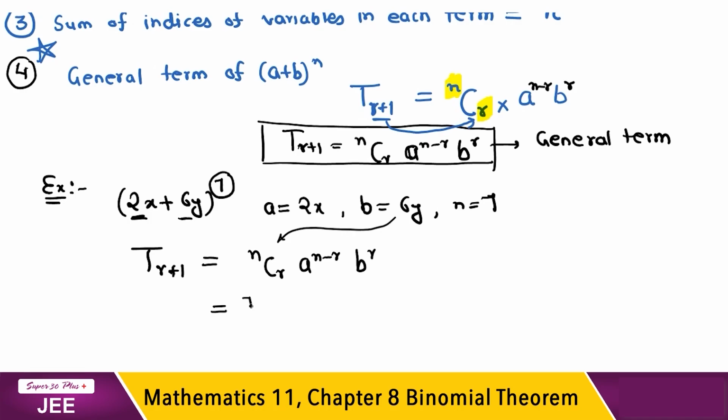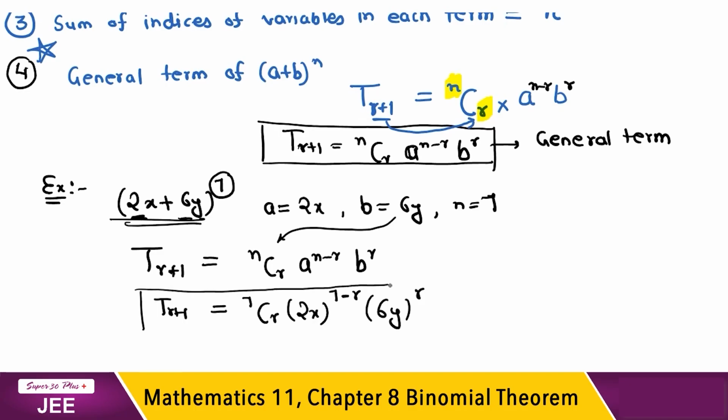This becomes 7Cr because r is the variable. R will be r only. It is variable. It is not a constant. Alright, so this is 7Cr. A means 2x raised to the power n minus r, which is 7 minus r, and in place of b, 6y raised to the power r will come. So this is the general term of this binomial.